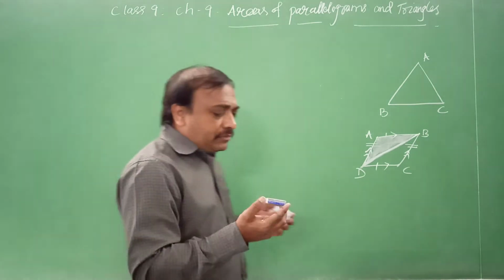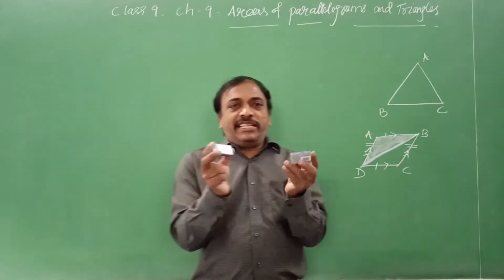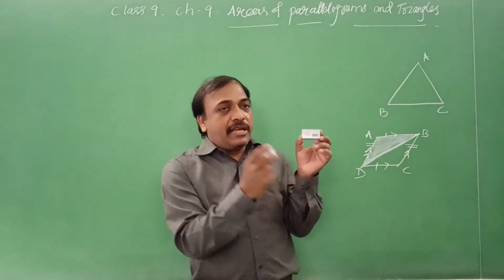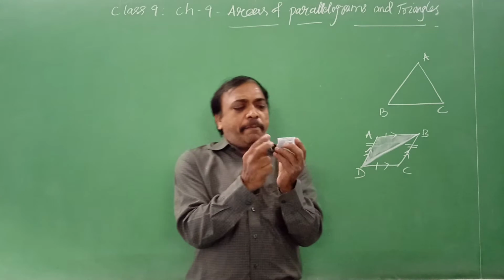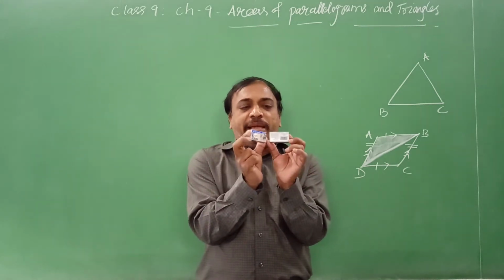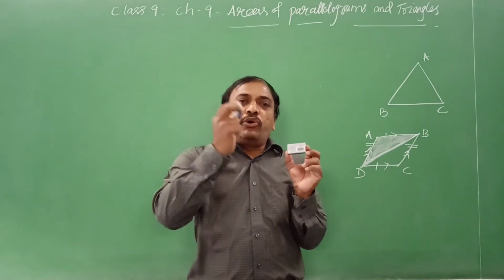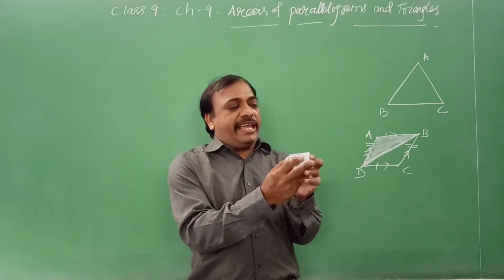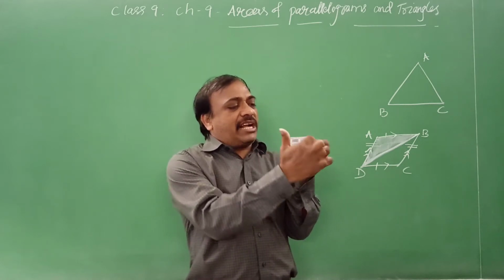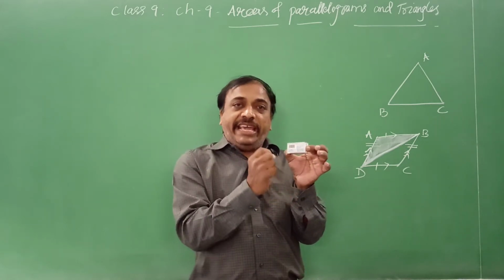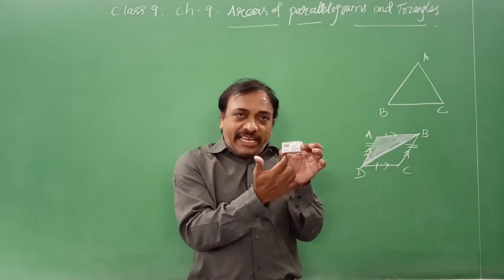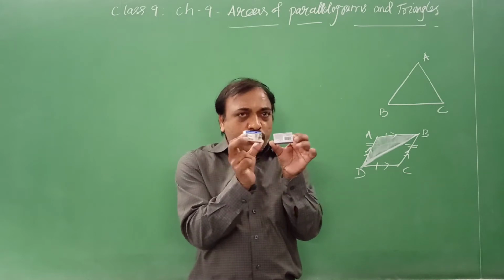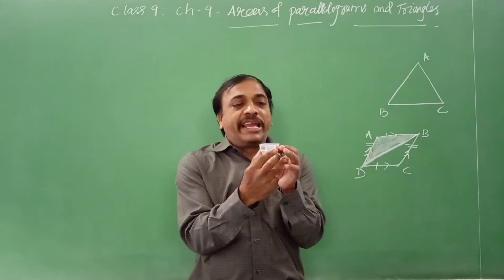Observe these staple pin boxes. Look at this plane surface. They both have the same shape and the same size. When you keep one upon the other, each and every corner of one box coincides with the corners of the other box. So these two figures are said to be congruent.